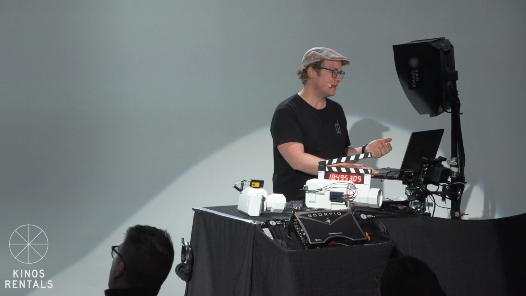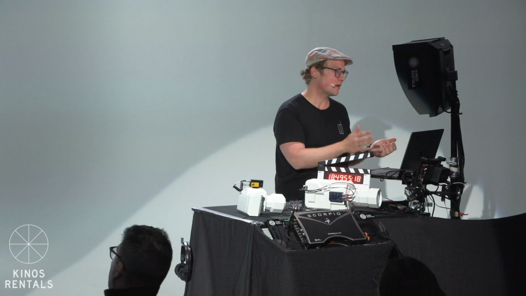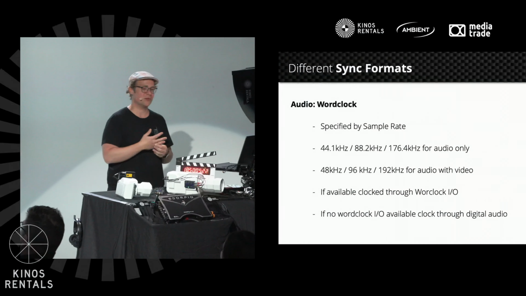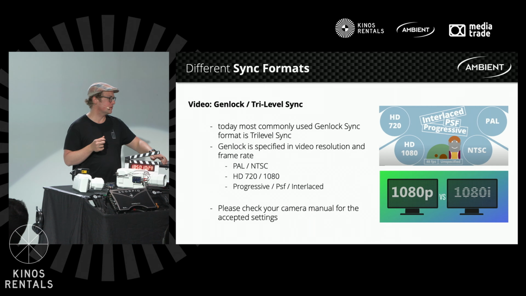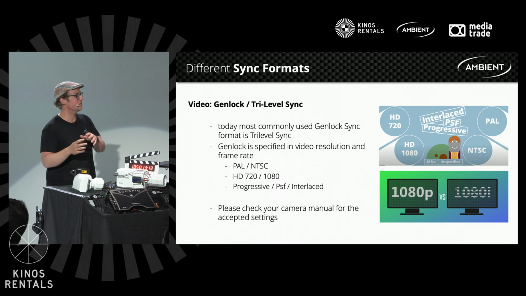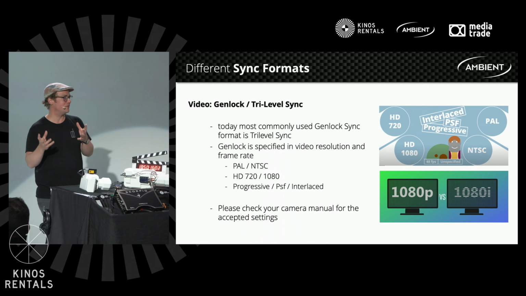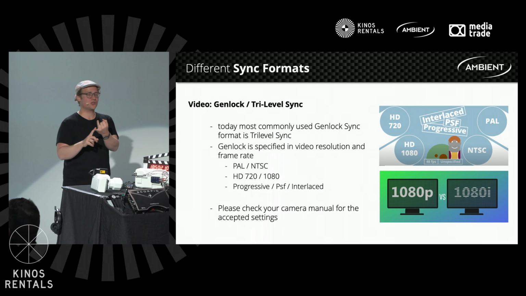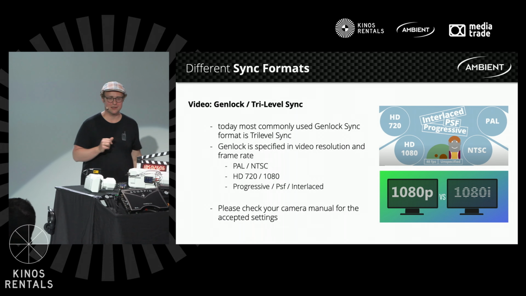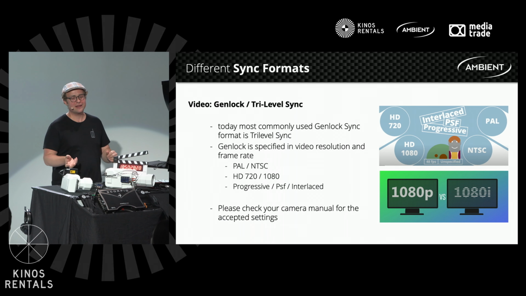So, as said, in the audio world this sync signal is called word clock. It's specified by the sample rate, be it 44.1 or 96 or whatever. You can adjust it in the menu. And in the video world, it's called Genlock. The most commonly used Genlock sync format is tri-level sync. This is specified if it's PAL or NTSC, which resolution you are shooting, and whether you are shooting interlaced or progressive.